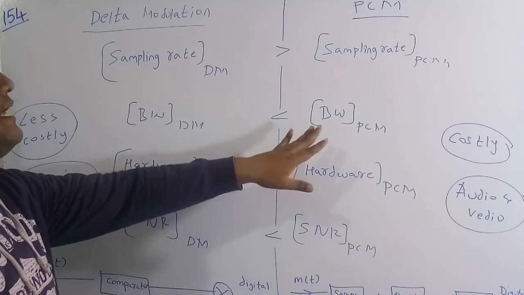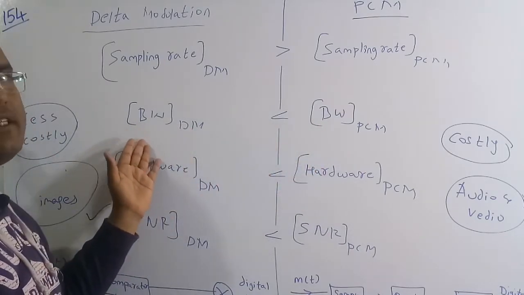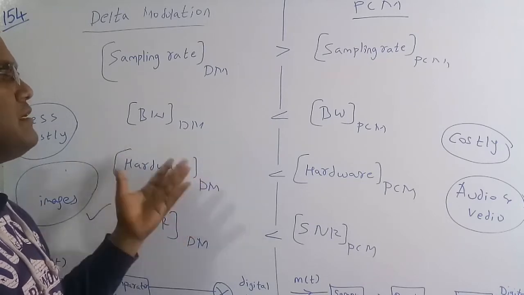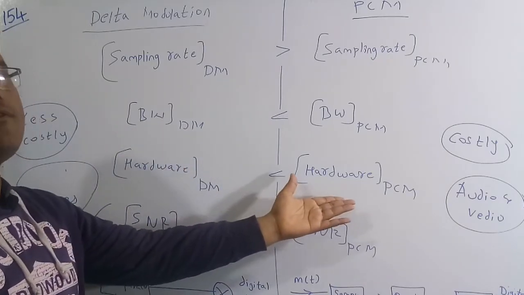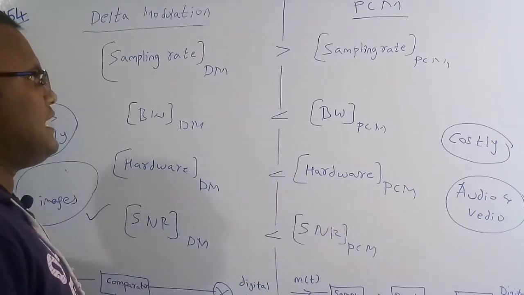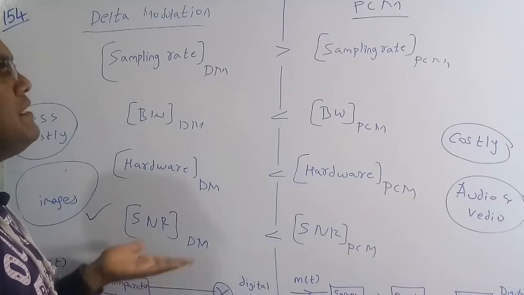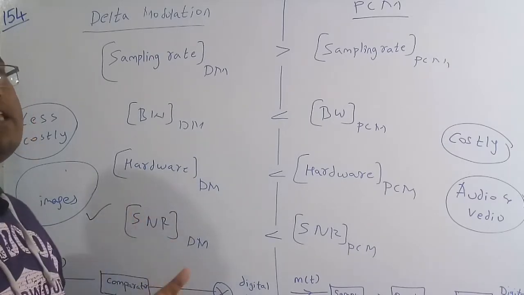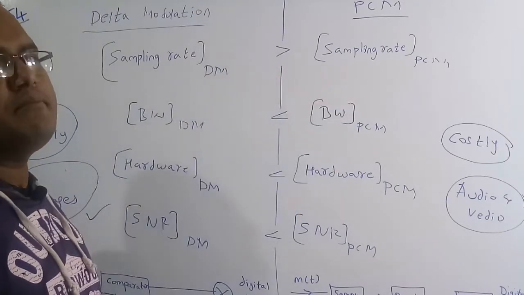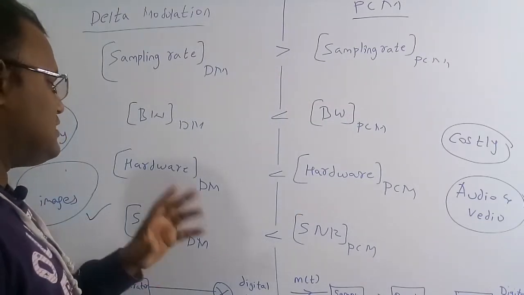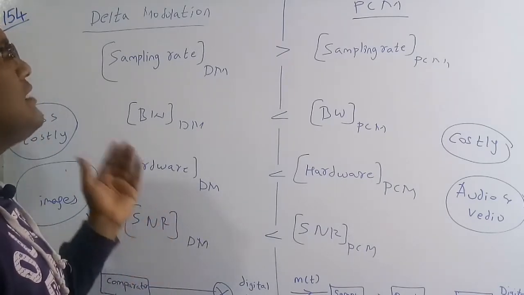So therefore we can say the bandwidth in PCM is very high when compared to the bandwidth required for delta modulation, and the complexity of the hardware in delta modulation is very less when compared to the complexity of the hardware in pulse code modulation. And also the sampling rate in delta modulation, meaning the sampling frequency required to sample the message signal, is very high when compared to the sampling rate in PCM. So these are some of the important differences between pulse code modulation and delta modulation.